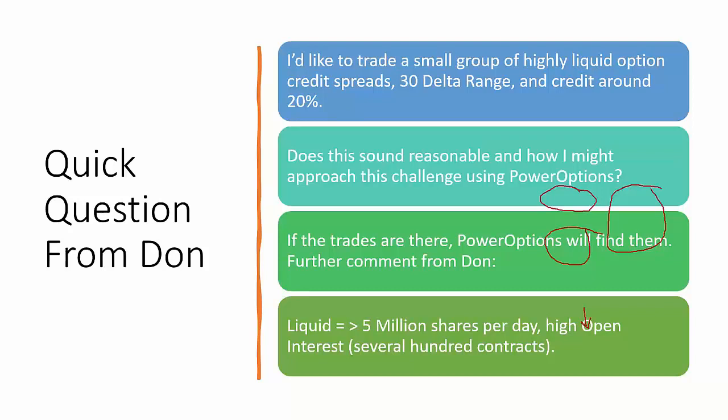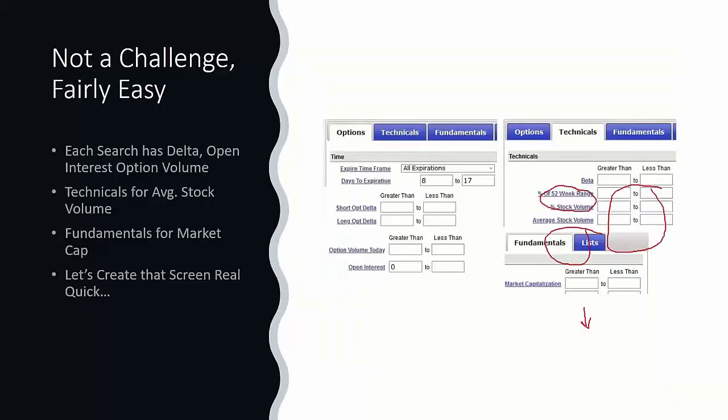Further comments from Don. Liquid means 5 million shares on average per day, high open interest, several hundred contracts. Don says, can we approach this challenge? Well, I don't ever see it as a challenge. This is fairly easy. We're going to review it in just a couple minutes.